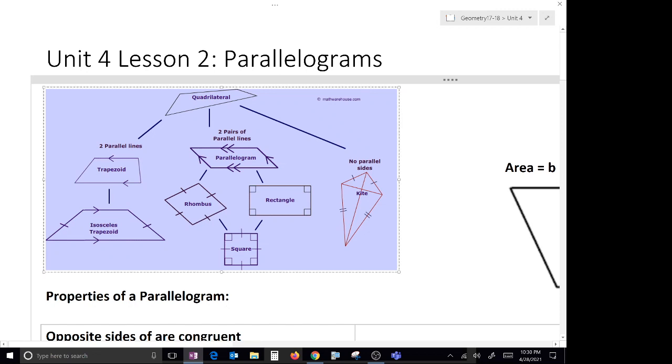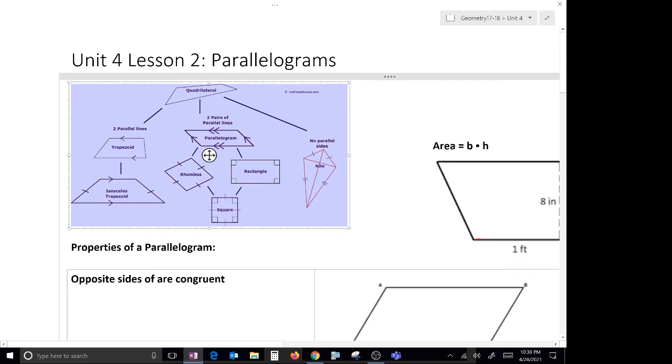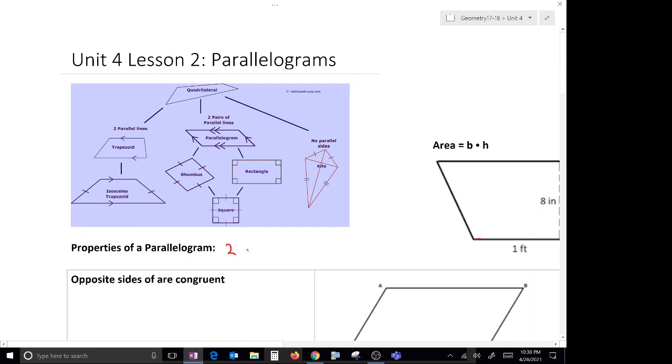What makes a parallelogram is that it has two sets of parallel sides. So you notice there's our one set and another set, parallel sides.